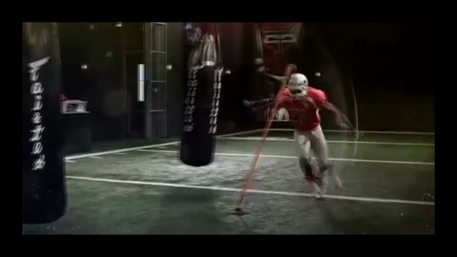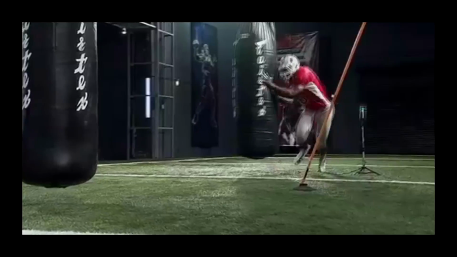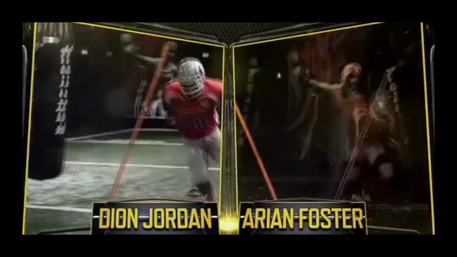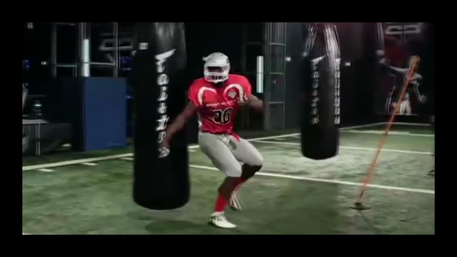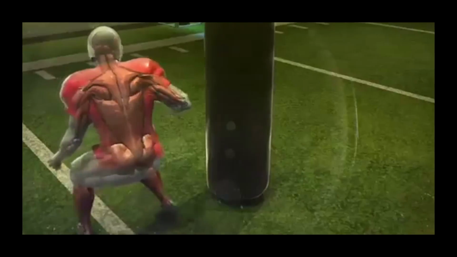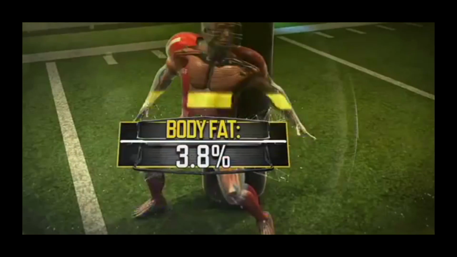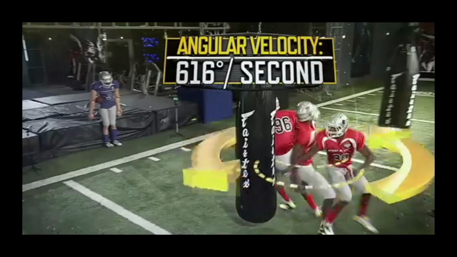One reason is because he cuts with his legs at about a 40-degree angle, on par with angles we've measured from All-Pro running back Arian Foster. But what really separates Jordan from the other edge rushers is his spin move. This agility is due in part to a ridiculous body fat percentage of only 3.8%. Jordan peaks at an angular velocity of more than 600 degrees a second.